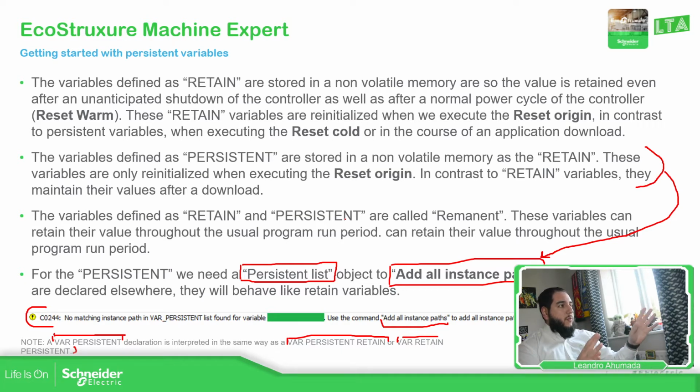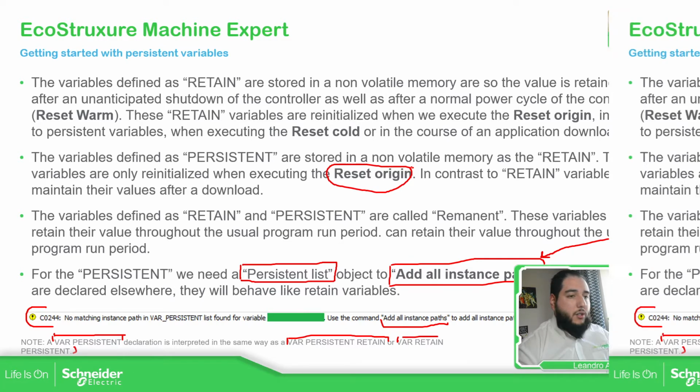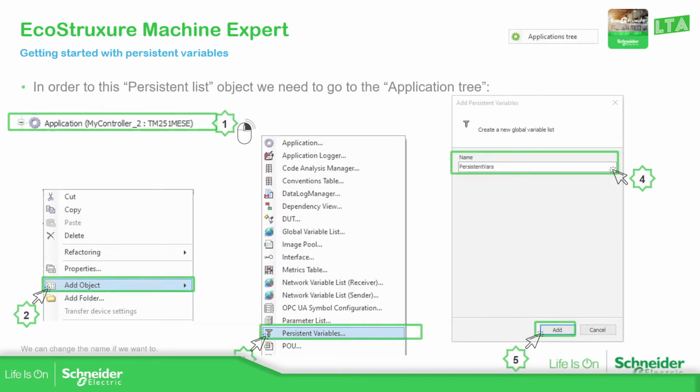So here's more information you can have here. Basically, retain is related to the warm restart, persistent to the cold restart, and also when you have a fault in the controller, it will lose information if you select only retain. So the recommendation is to select retain persistent or persistent retain, it doesn't matter, and then add all the instance paths that I'm going to show you here. Something important here is this, the reset origin, that allows us to reinitialize the variables we have configured. So let me just go back here to the presentation.